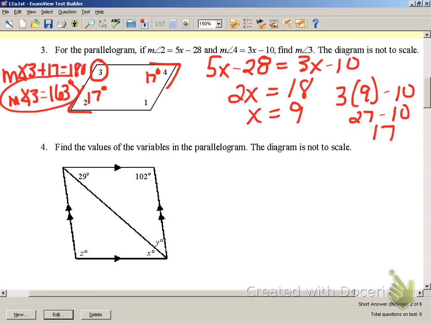Number 4, it says find the values of the variables in the parallelogram. The diagram is not to scale. Real quickly, we should see right now, with this being 102, then z equals 102.